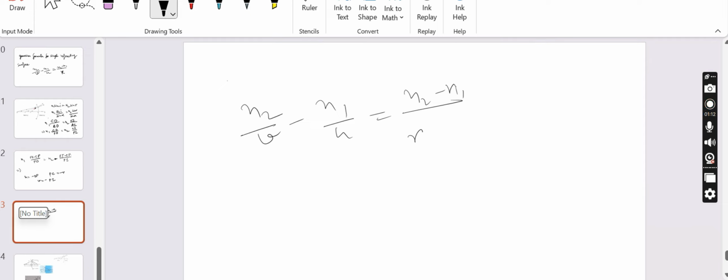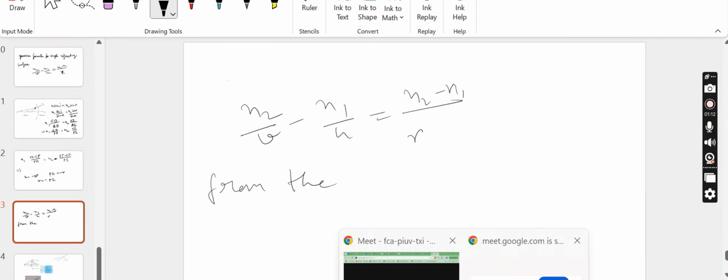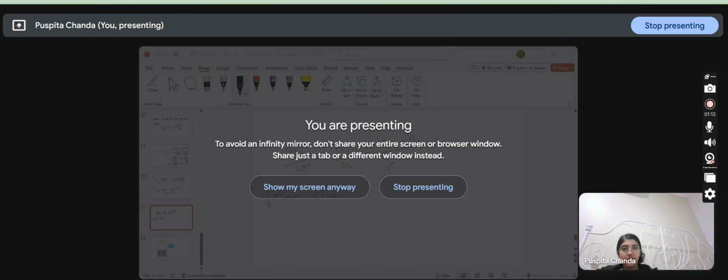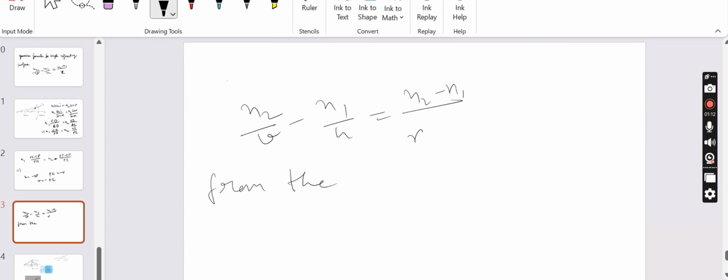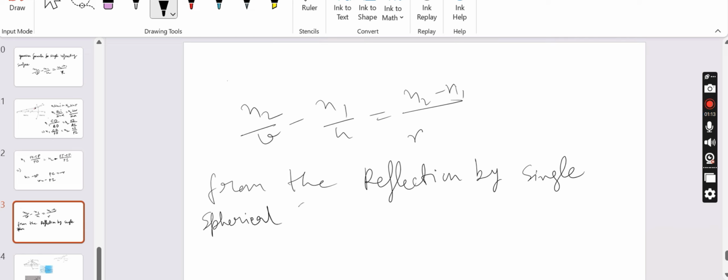And from the reflection by a single spherical surface, we get the equation 1 by u plus 1 by v is equal to 2 by r.